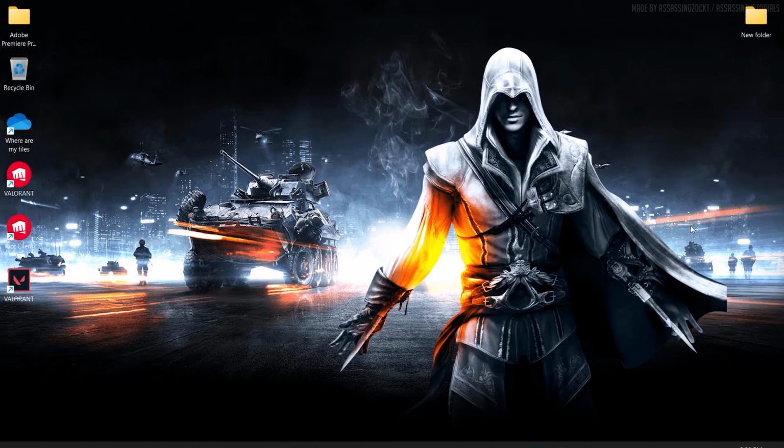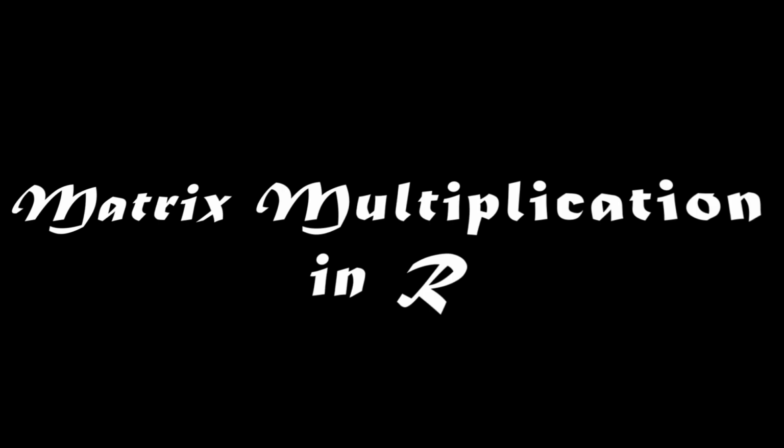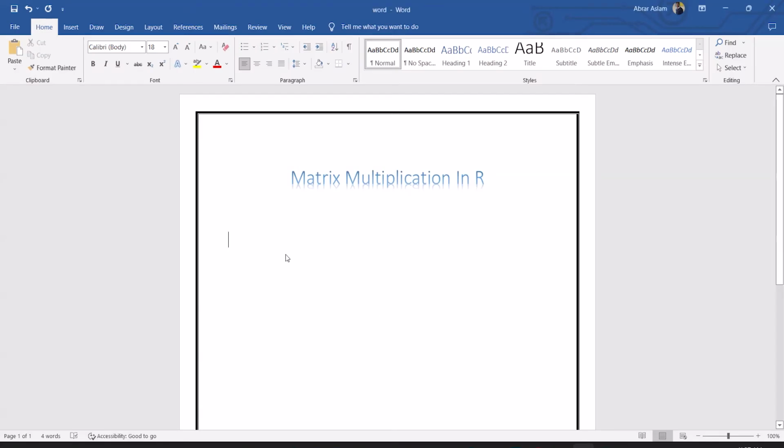Today we will be learning matrix multiplication in our programming language along with some basic concepts of the matrix multiplication. So if you have remembered the matrix multiplication from your high school, you must remember that there was a rule.